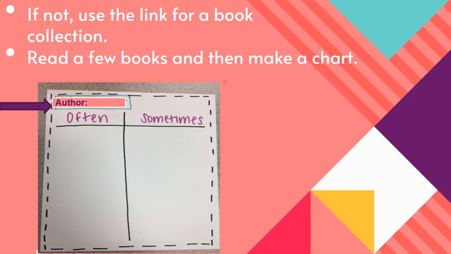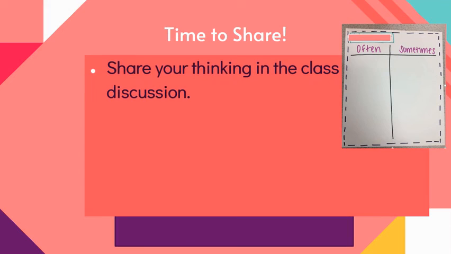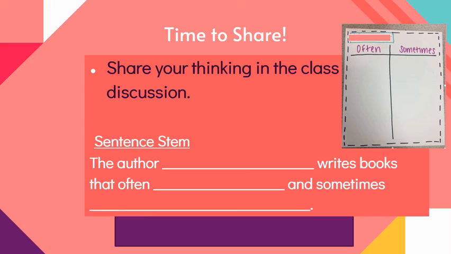Make a chart of what the author does often and what the author does sometimes. Time to share. Share your thinking in the class discussion. Sentence stem: The author writes about books that often and sometimes.